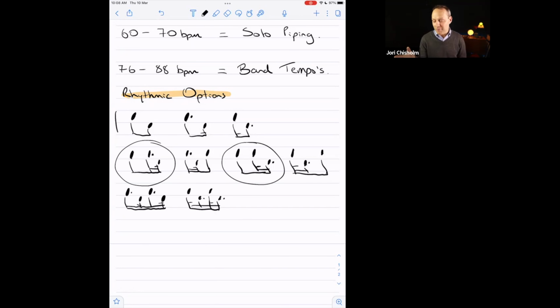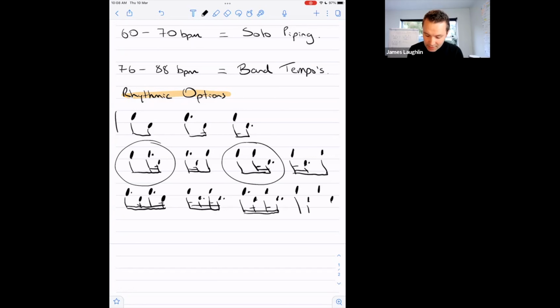We could have a really cool rhythm, which is the dots at the beginning and the end. So a dot, cut, cut, dot. And that's used to great effect in a lot of tunes. And then the reverse of that, which would be the two dots in the middle.